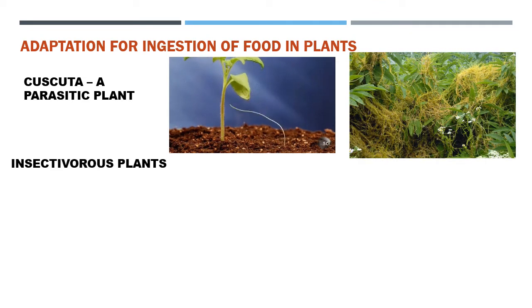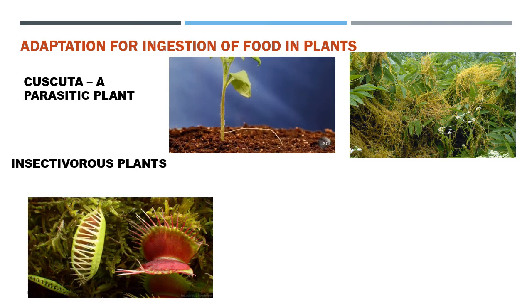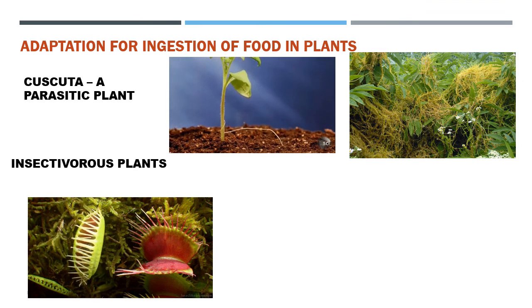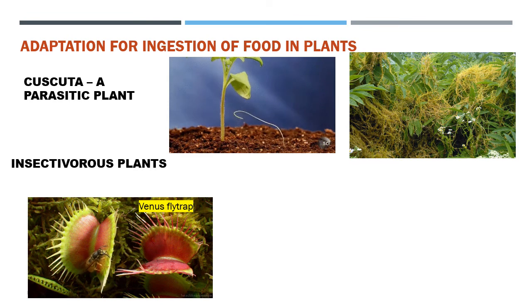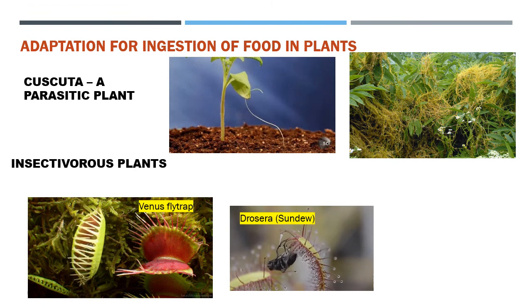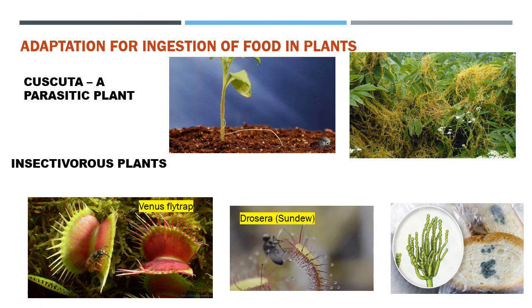The second example is insectivorous plants. Plants need nitrogen, phosphorus, and potassium for their growth. But these plants grow in nitrogen deficient soil, so they fulfill their nitrogen need by consuming insects. One example is the Venus flytrap, and they have the adaptation that they attract the insect and hold them captive. Second example, Drosera or sundew, and the third one is the fungi.